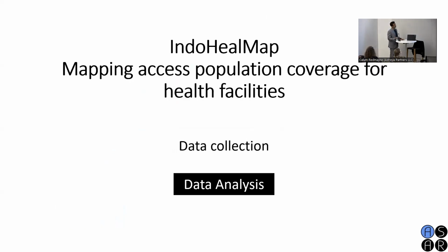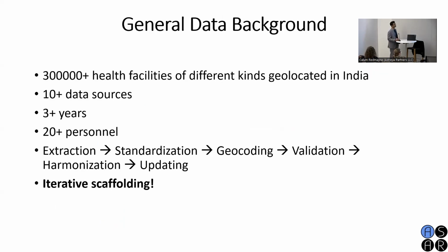All right, so the project has been largely about mapping access population coverage for health facilities in India. The way we developed this and have been working for the last couple of years is that it's essentially divided in 2 parts. The first part is data collection and extraction. And the second part is analysis. It's the second part that I'll be mostly focusing on today. Before we dive into that, I just want to give a little bit of background.